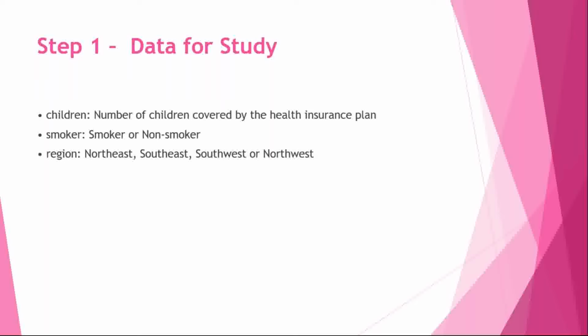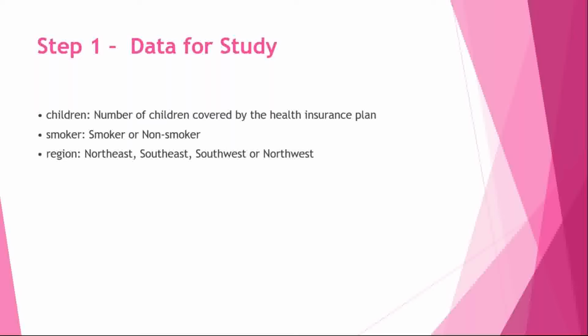Now let's move on to the next variable, which is children. This is nothing but the number of children covered by the health insurance plan. In the example I gave you just now, my dad has enrolled himself and his dependents, his two children. So in this example, number of children is 2.